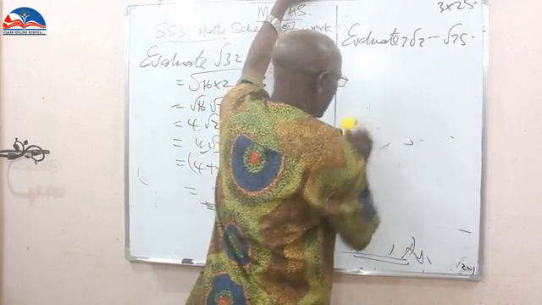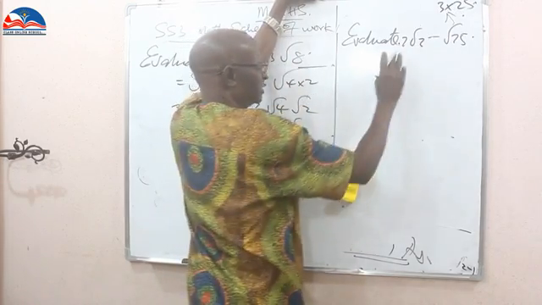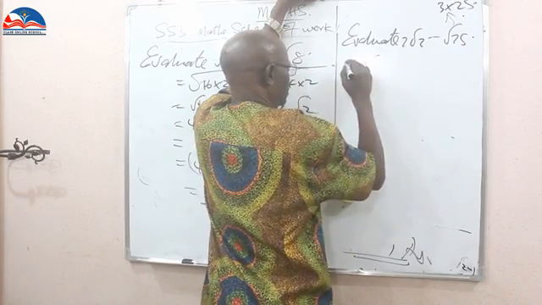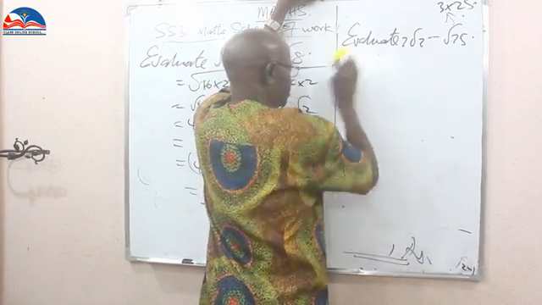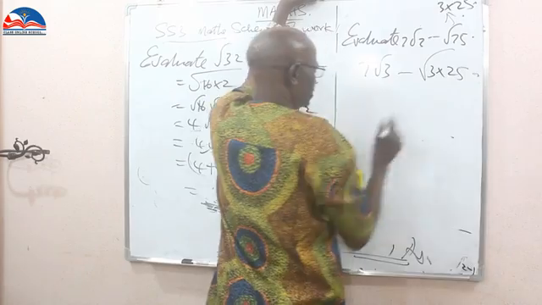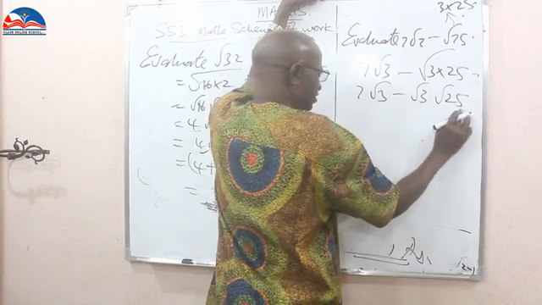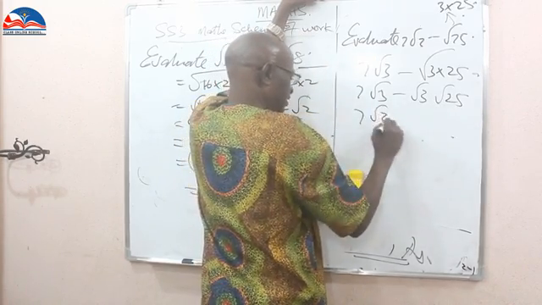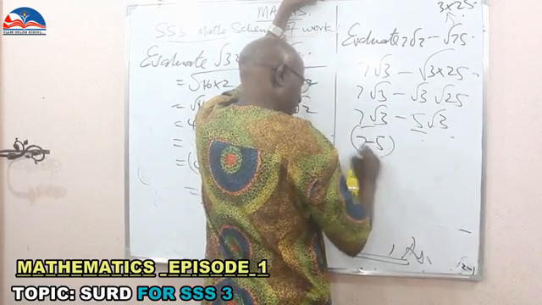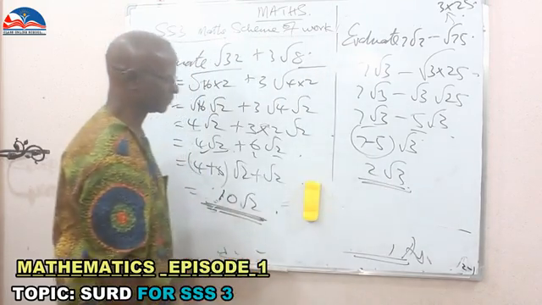Watch. I can break this 75 into 2. This 75 is made up of 3 times 25. So 7 root 3 minus root 3 root 25. Break it to root, that's 5. 7 root 3 minus this ordinary 5 root 3. Now I need 7 minus 5 into root 3, the name of root 3. This is just 2 root 3. That's it, 2 root 3.